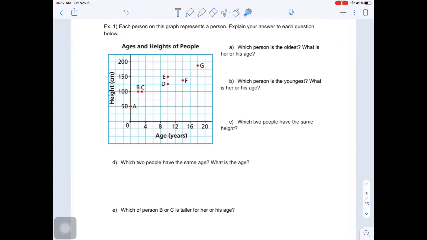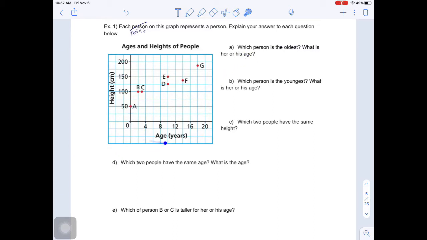So we should actually all really be able to read graphs pretty easily. Each point on this graph represents a person, obviously. Okay, so each point is this individual person. Explain your answer to each question below. So which person is the oldest? What is his or her height?